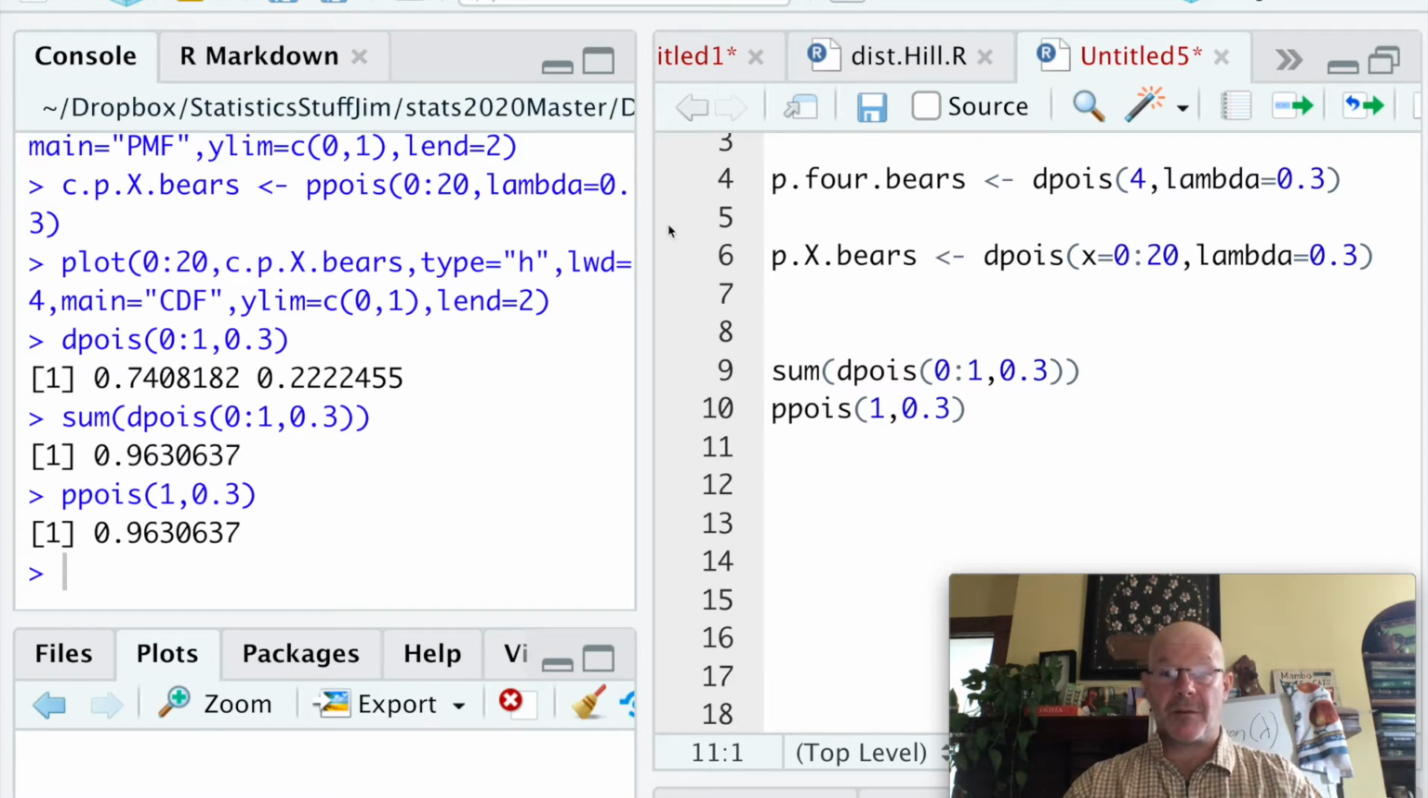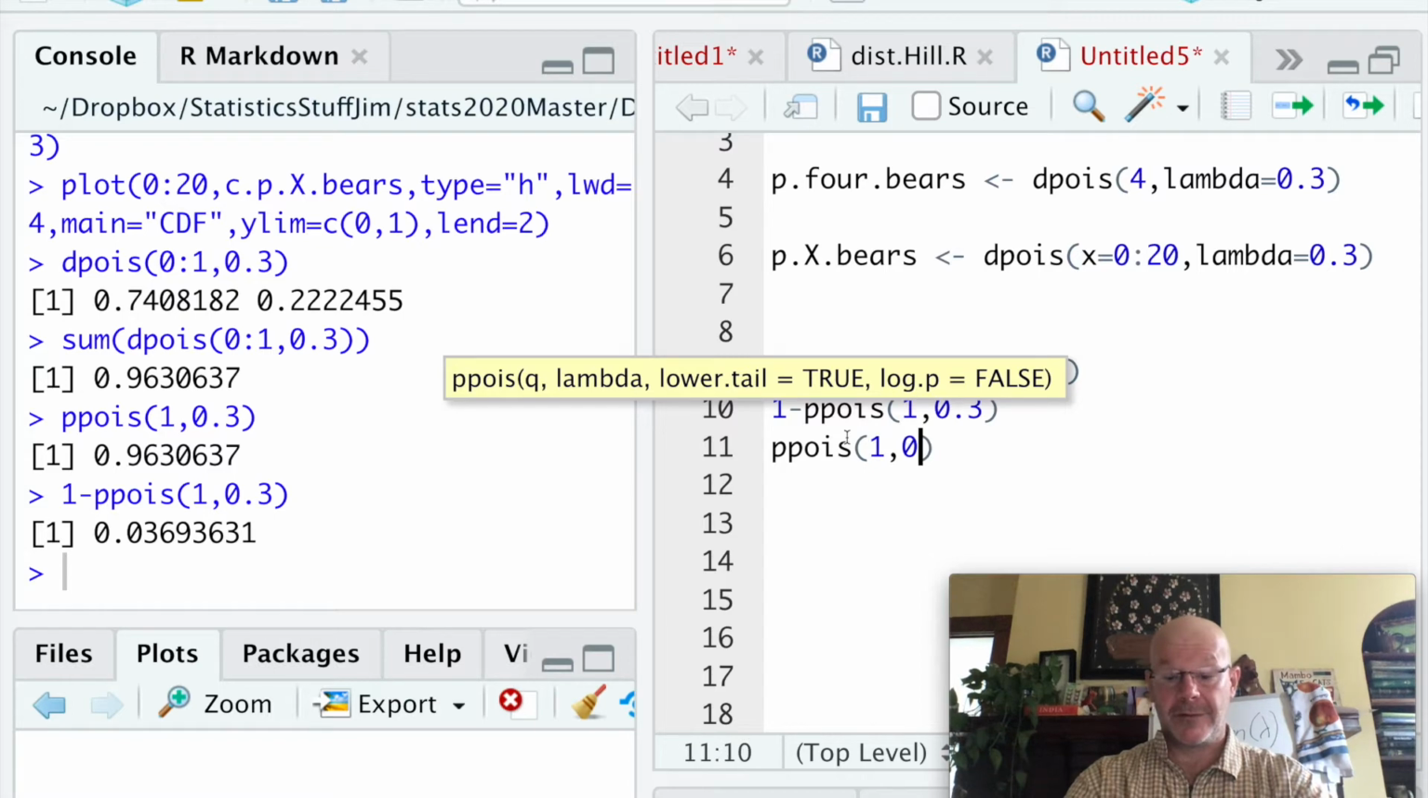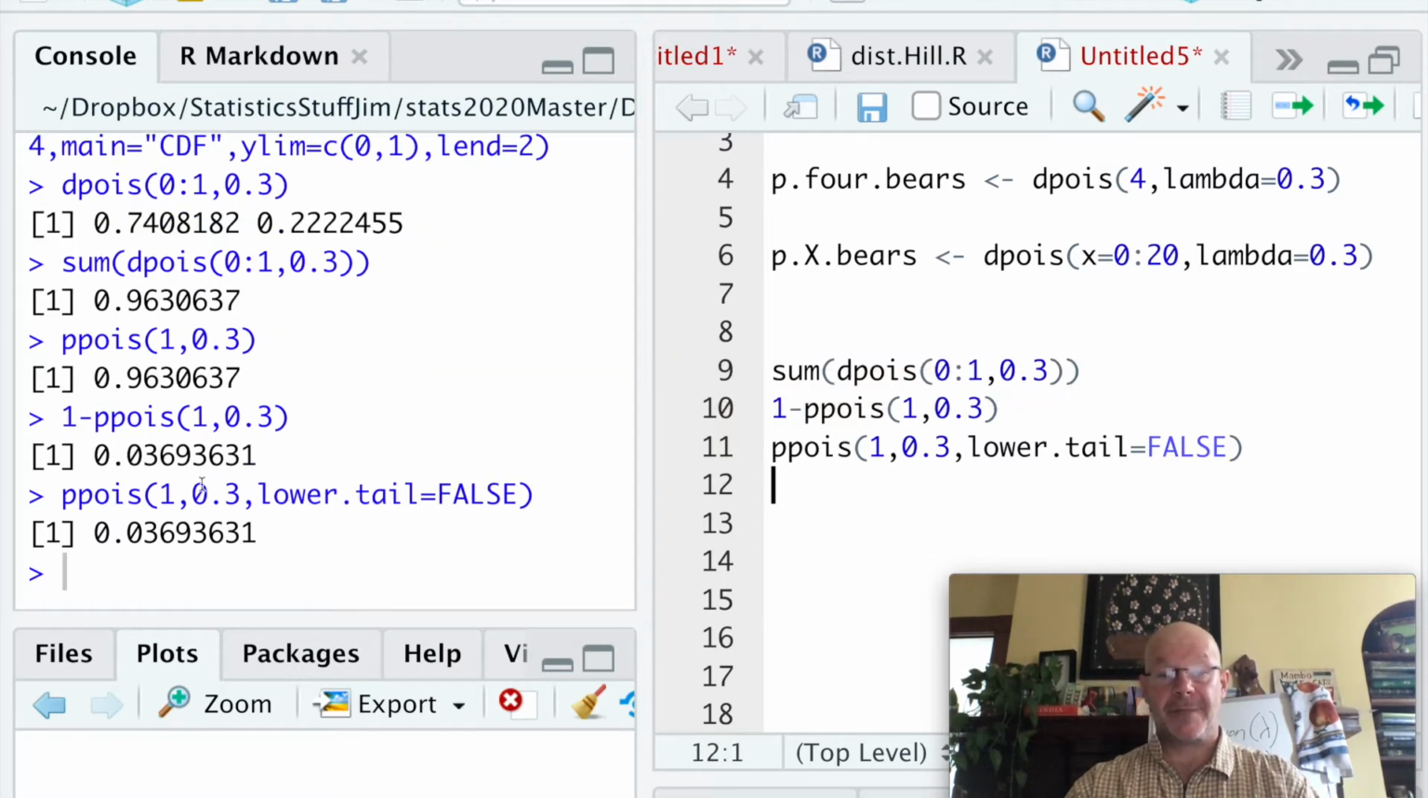And so that means that if I wanted to know, well, what's the probability if I went out into the Smokies, and I wanted to know what is the probability that I would see more than 1 bear. And so there are 2 ways that I could do that. I could either take 1 minus the probability of seeing 0 or 1 or fewer bears, or I could say P Poisson 1, 0.3, lower dot tail equals false. And it's going to give me the same answer.